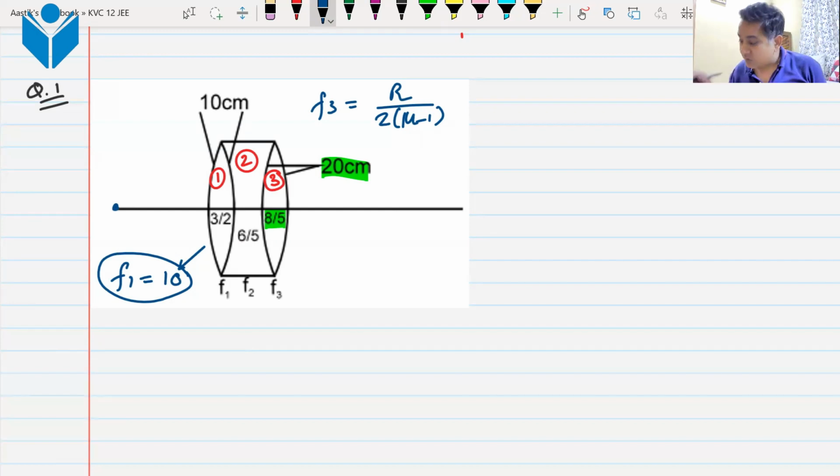So now I can calculate this F3 using this simpler one. I will get the answer quickly. What is the value of F3 that is going to come? I think it is going to come as 50 by 3. Yes or no?